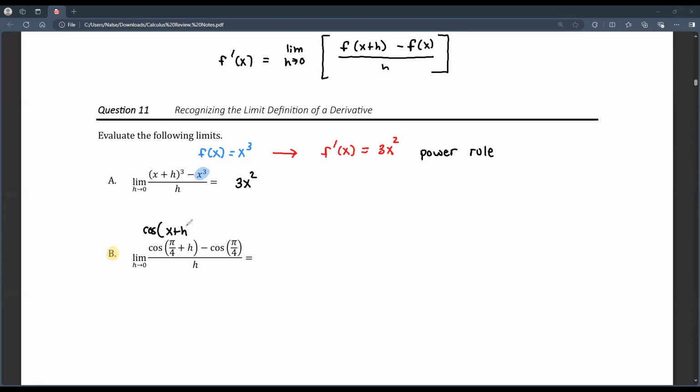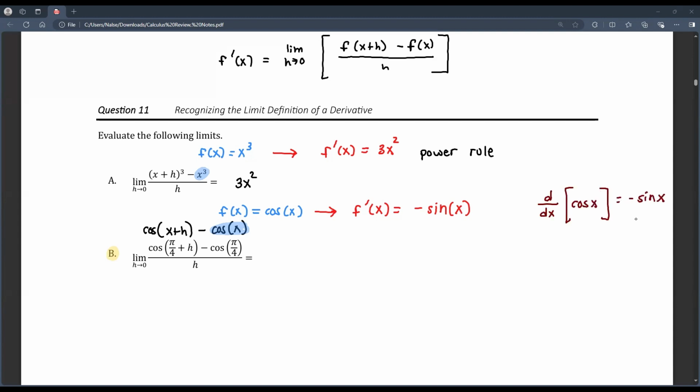Now what about part B? This is a little different. We see a value of x already plugged into the limit definition. Still, we can see that f of x would be cosine of x. But what is the derivative of cosine of x? It is actually negative sine of x. This is a new derivative rule that you will be responsible for knowing. Now we can evaluate the derivative at the value of x from our original limit statement. The derivative at pi over 4 is equal to negative root 2 over 2.